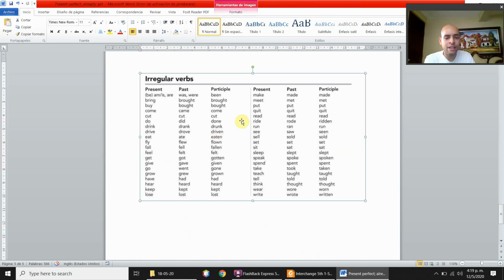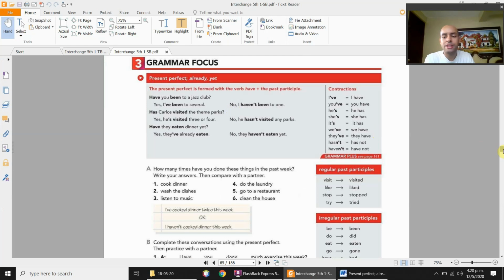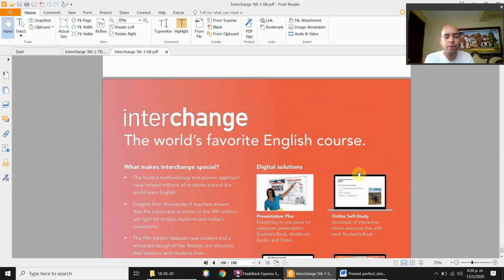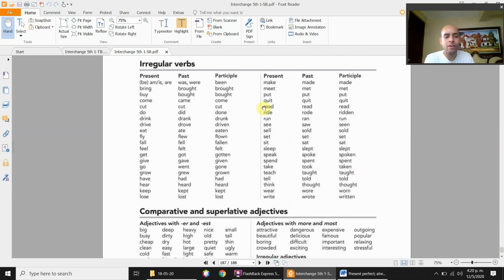So this is, I'm gonna send this through the group later. This is a list of irregular verbs, their present form, their past form, and their participle form. And I remind you, this is at the end of the book. You can check this at the end of the book. But I will send this image later anyway.